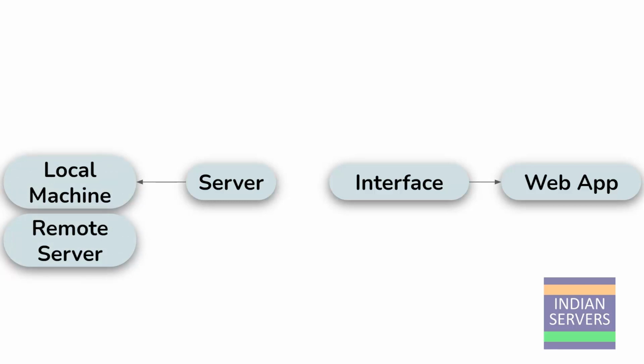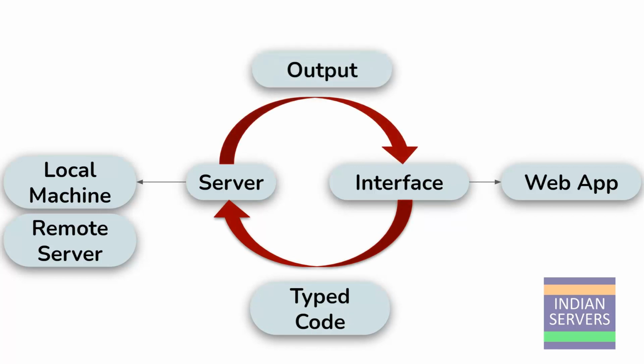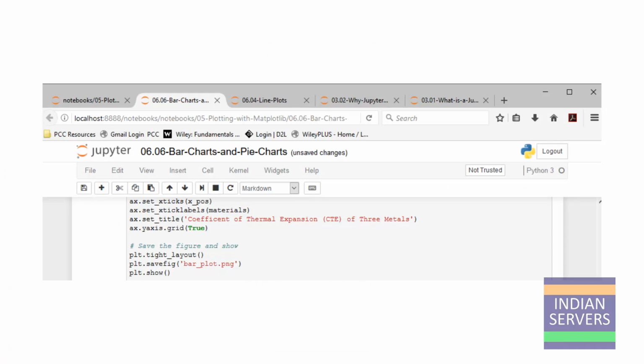So how does a Jupyter notebook work? You type your code with the help of the interface, it will be sent to the host with the help of the server, and it will get executed there, and the output will be returned back to the interface, and you can see that through the web app. A typical Jupyter notebook looks something like this. Notice that in the top, it shows that it is connected to localhost 8888, which means this Jupyter notebook is running on local machine.